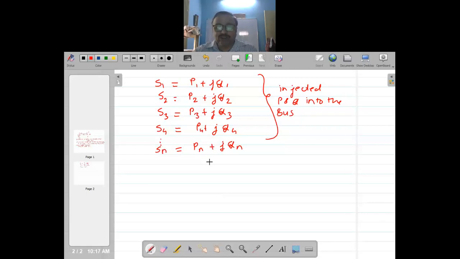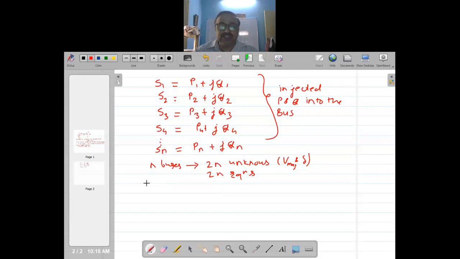Out of the 4 variables, I know 2 variables, Pi and Qi, and I have to find out Vi and delta i. So there are 2n equations, because with each bus there are 2 unknowns, V and delta, and if there are n buses, I will have 2n unknowns, which is V magnitude and delta. And I have got 2n equations.